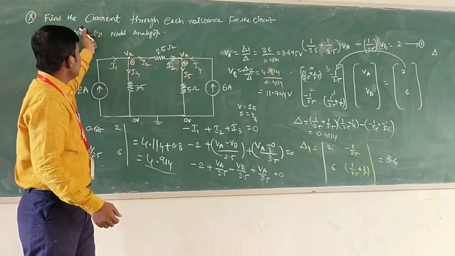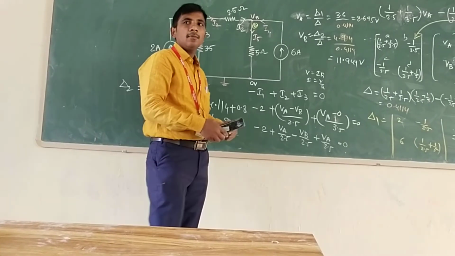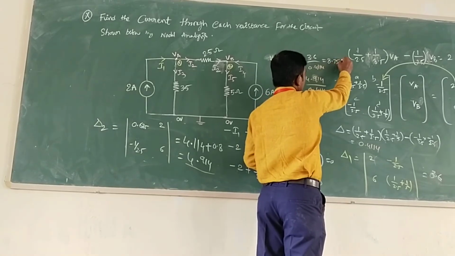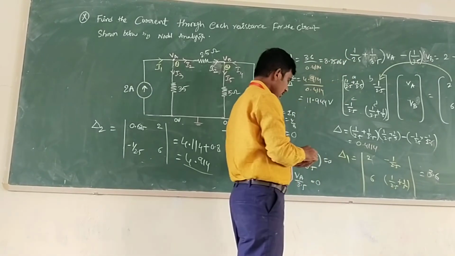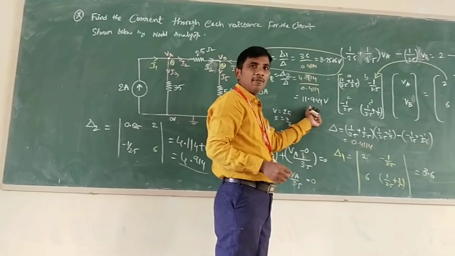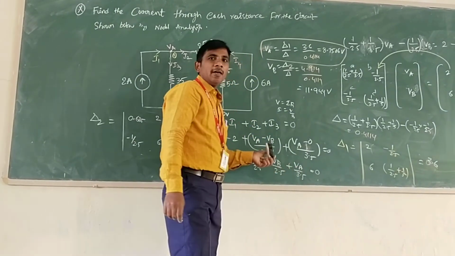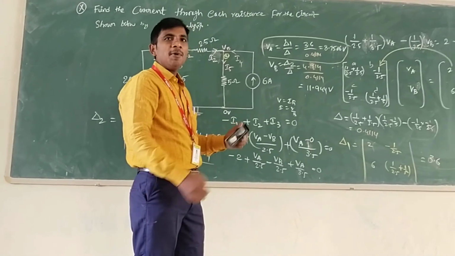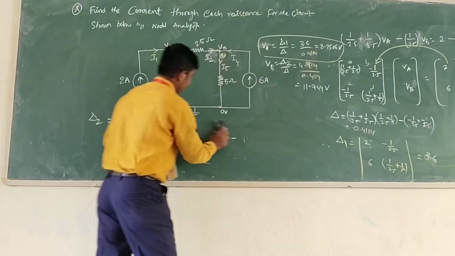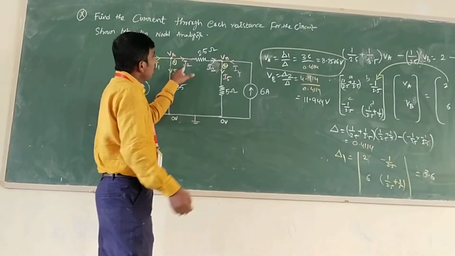Now we can calculate, find the current through each resistance. First one is 8.750, 8.7506 volts, VA. Then VA will be calculated by 0.4114, 11.955. Correct, sir. Now, what they given?